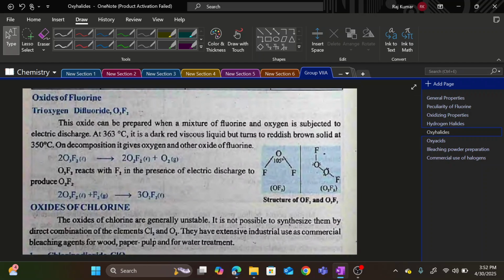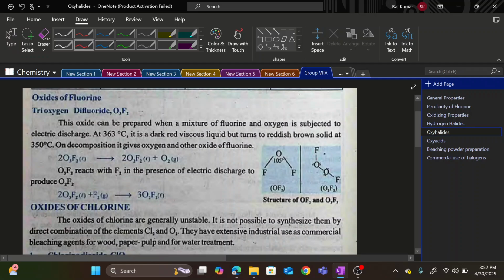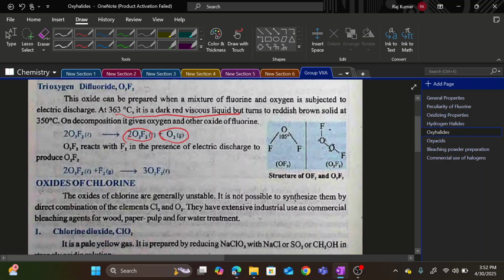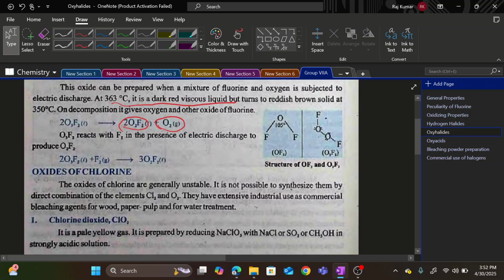Trioxygen difluoride can be prepared when a mixture of fluorine and oxygen is subjected to electrical discharge at -363 centigrade. It is a dark red viscous liquid which turns to a reddish brown solid at -350 centigrade, and on decomposition it gives dioxygen difluoride and oxygen molecule. And when trioxygen difluoride reacts with fluorine, it gives dioxygen difluoride as well.